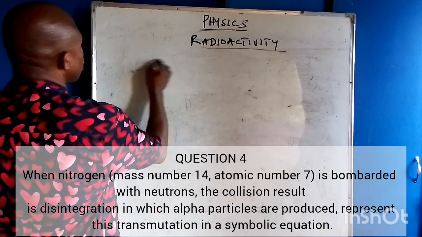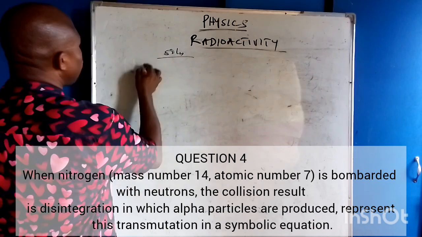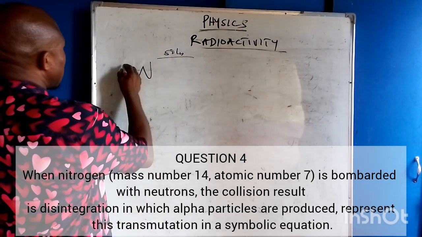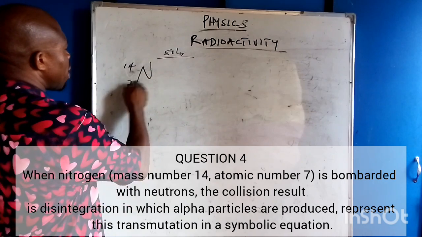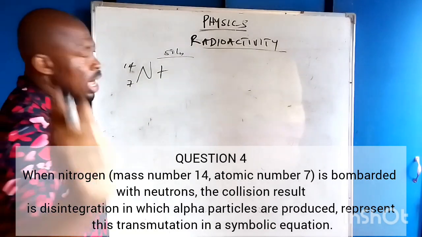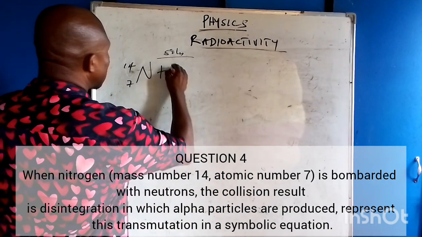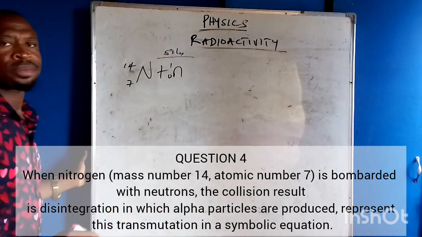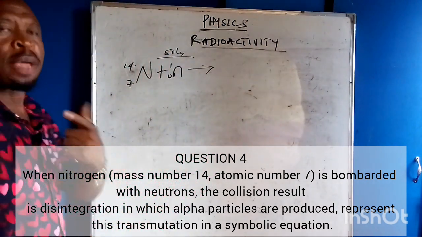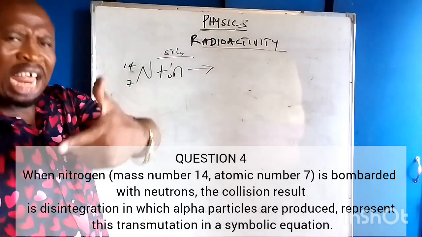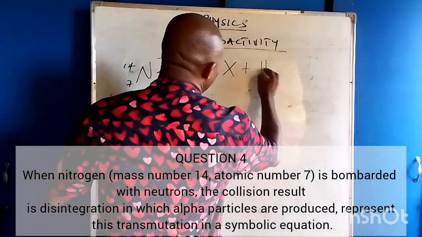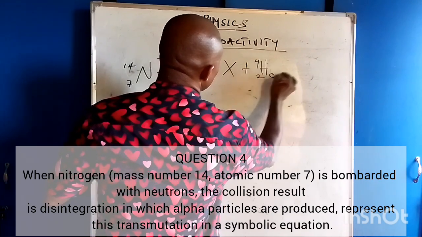Solution. We have nitrogen with mass number 14 and atomic number 7 bombarded with a neutron, and of course a neutron has 1 here and 0 here. Remember, they said the product has an alpha particle in it. That means we have X plus an alpha particle, 4 and 2, plus the nitrogen.